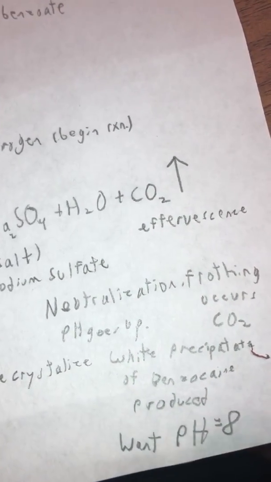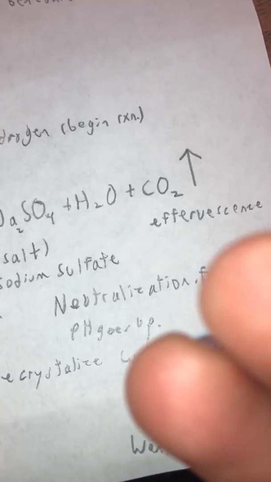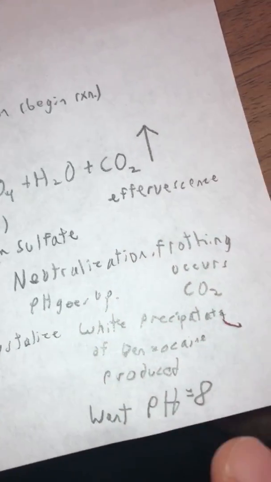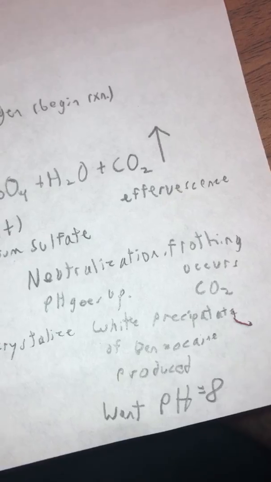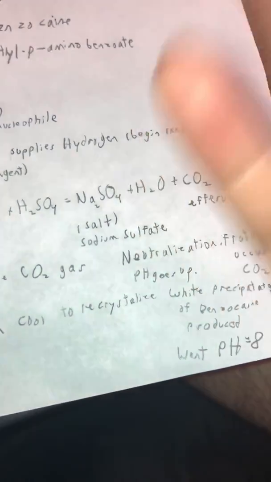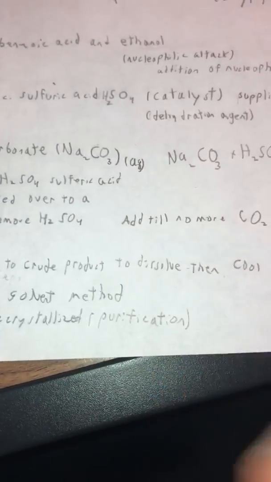Frothing occurs, bubbling occurs. As frothing is finishing, pH should be around 8. White precipitate of benzocaine, the product, is produced. So CO2 will form, effervescence will occur, frothing, bubbling. Then finally, we have our crude product, we weighed it.